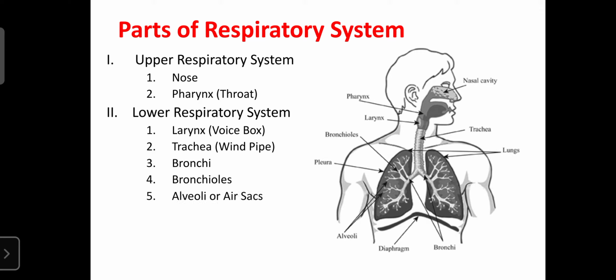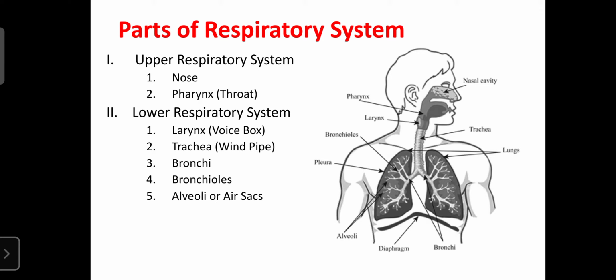Then alveoli are air sacs. These are the small pouches attached to the end of each bronchiole. We have approximately more than 700 million alveoli, or air sacs. This is the air pouch.